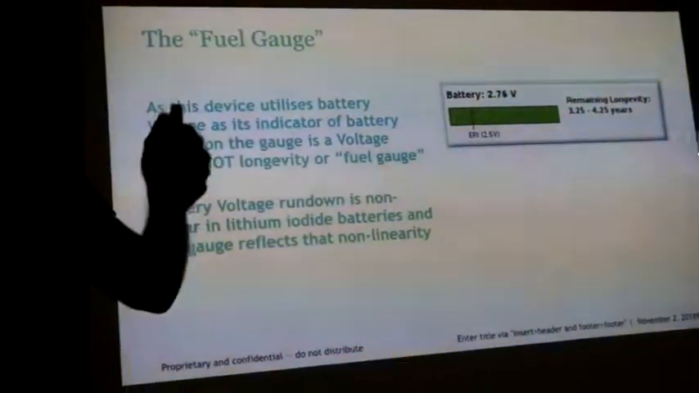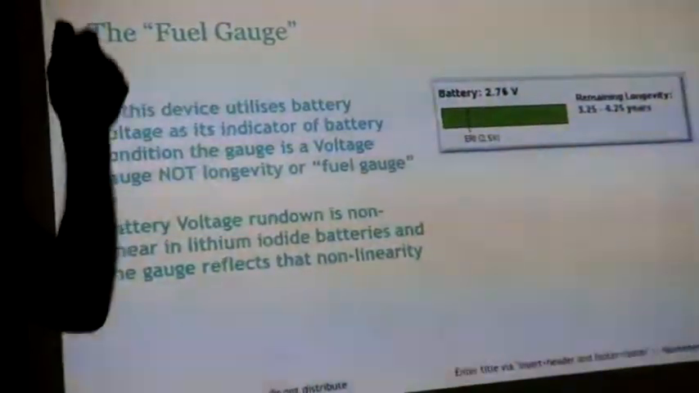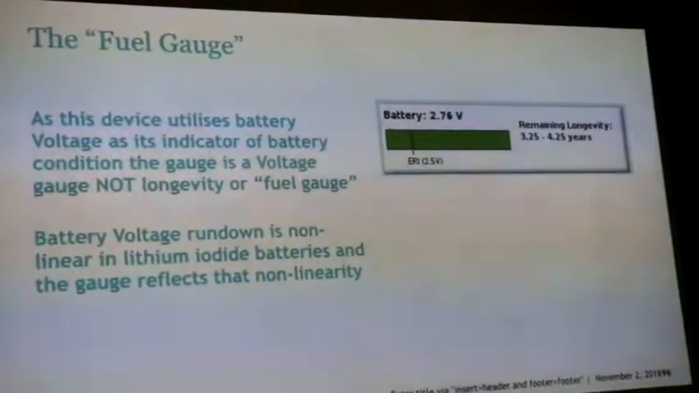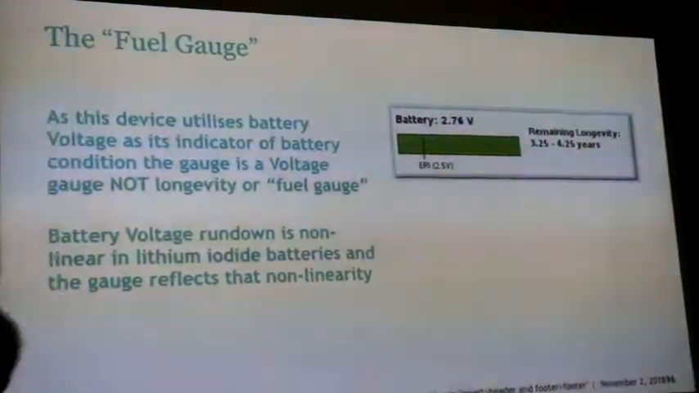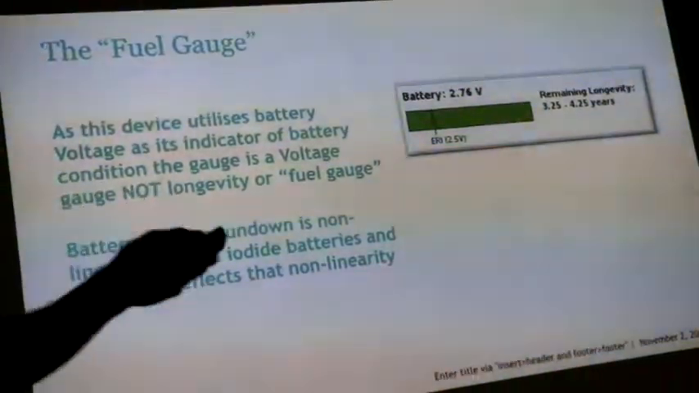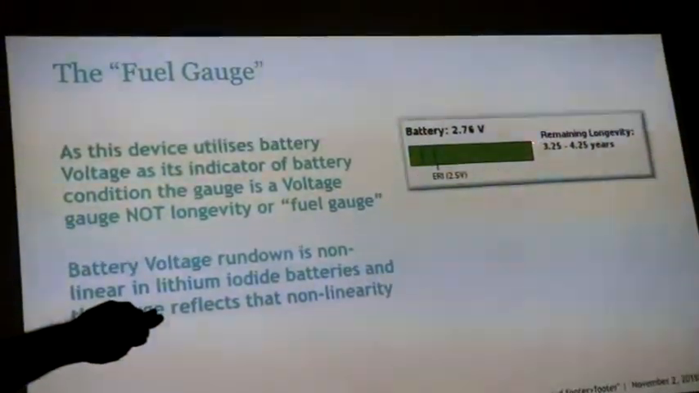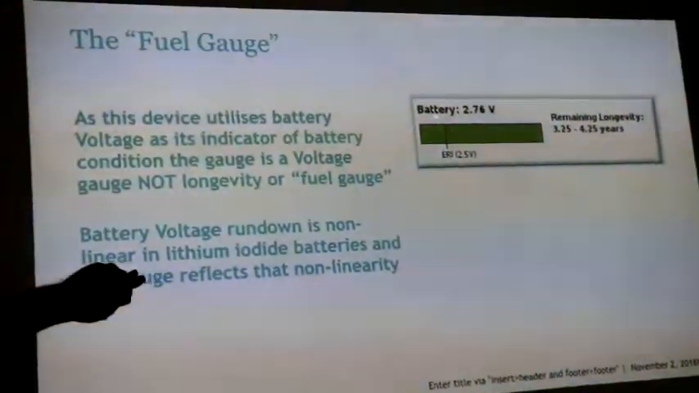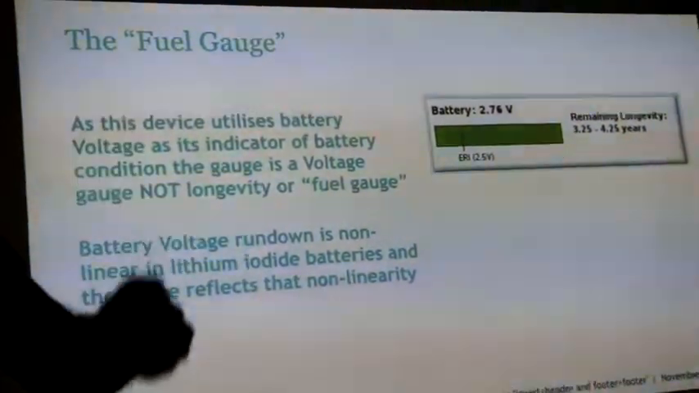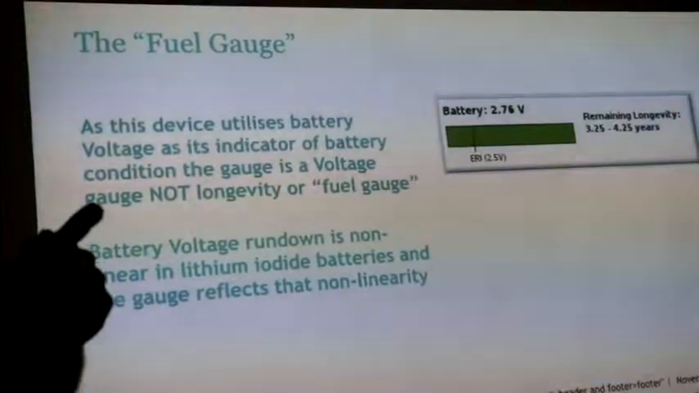It's like you're driving along in your car, and your car's full of petrol. You've got like 100 miles to go. You look at your fuel gauge, it's nearly full, and then in another 10 minutes, you look at your fuel gauge, and it's empty. And you're like, well, how did that happen? Because it goes gradual, gradual, gradual, gradual, bang. Because it's not a time gauge, it's a voltage gauge.